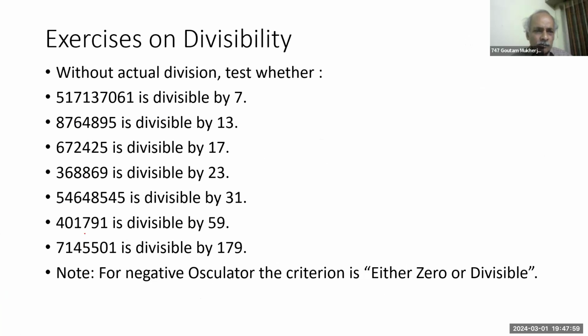Can you do this? How will you check whether this number is divisible by 59? Let us see. What do you do? Sir, it will be 60 minus 1, 6 into 10 minus 1. So the oscillator is 6. So what do you do?